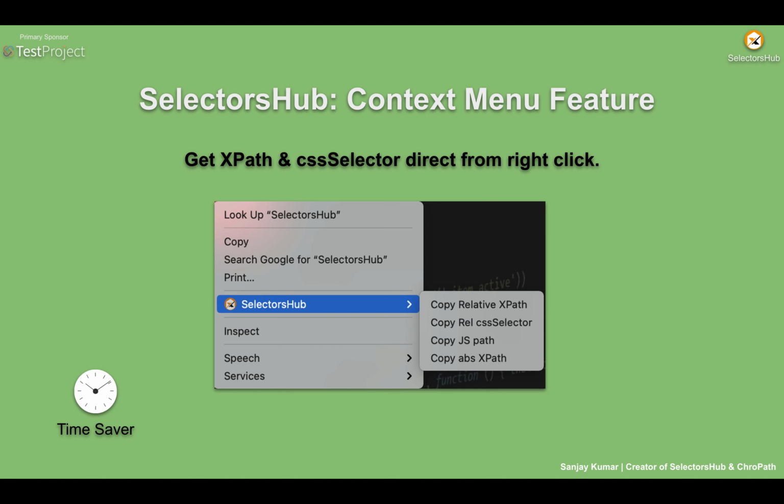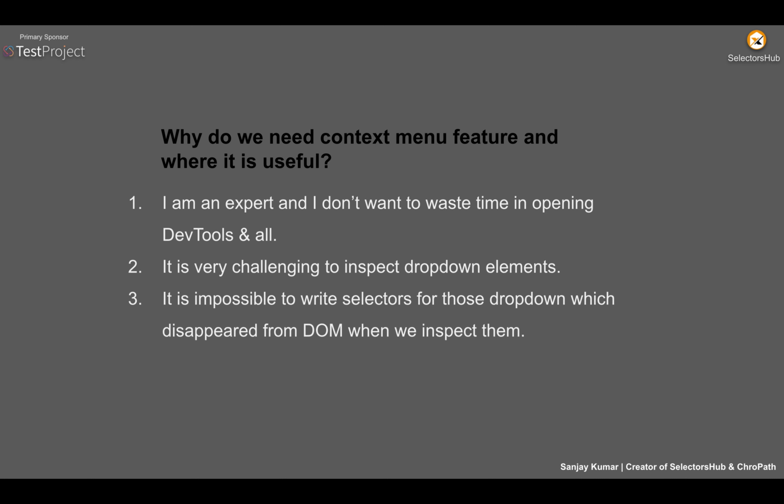In this video, I will show you the context menu feature of SelectorsHub. Before that, let me show you why we need this feature and where it is useful and for whom. Suppose I'm an expert and I don't want to waste time opening DevTools and writing the XPath every time. In that case, it is really useful to save a huge amount of time.